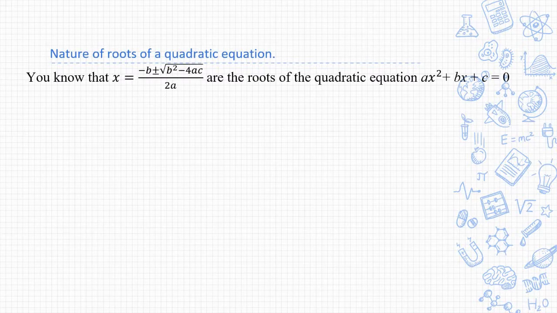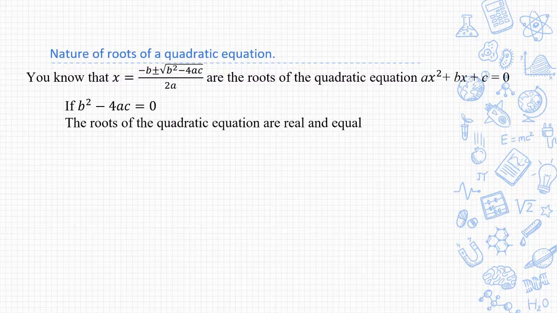You know that x is equal to minus b plus minus under root of b squared minus 4ac upon 2a are the roots of the quadratic equation ax squared plus bx plus c equal to 0. If b squared minus 4ac, that is the term in the formula, if you solve it and you get it equal to 0, then the roots of the quadratic equation will be real and equal.